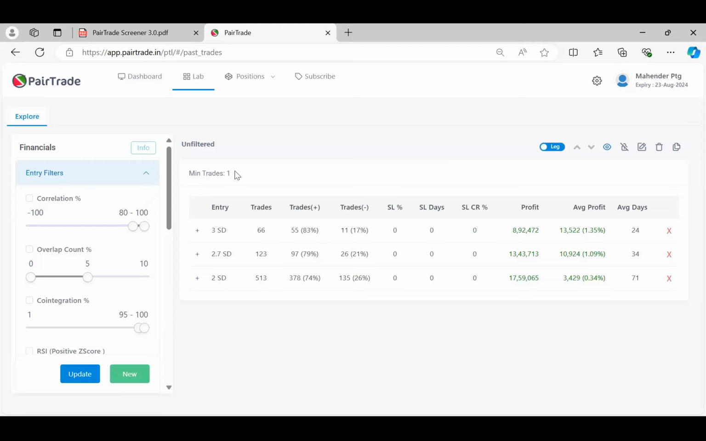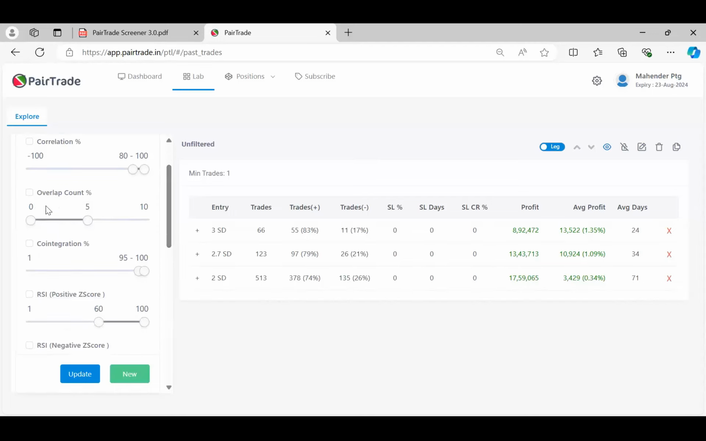Now, this is if you are not using any filters for entry purpose. Now, there are certain entry filters available. For example, if you see correlation is there, overlap count. The overlap count means, for example, if a trade has given entry for the first time, maybe at 3 standard deviation. Okay, now it would be the first time it is coming at 3 standard deviation. So the overlap count would be 0 because there is no overlap. First time it is coming.